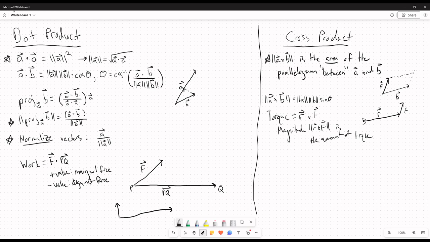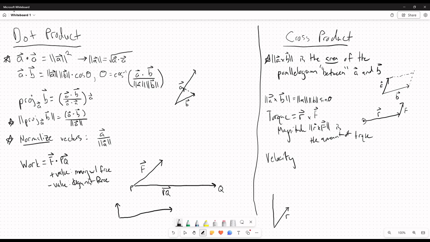And then there's another one that we had, which was the velocity of a rotating particle or a rotating object. So if we have something that's rotating, let's say here's our axis of rotation. If we have an axis of rotation and some object located at this point, we'll call this point R, then we want to find the velocity of this thing.